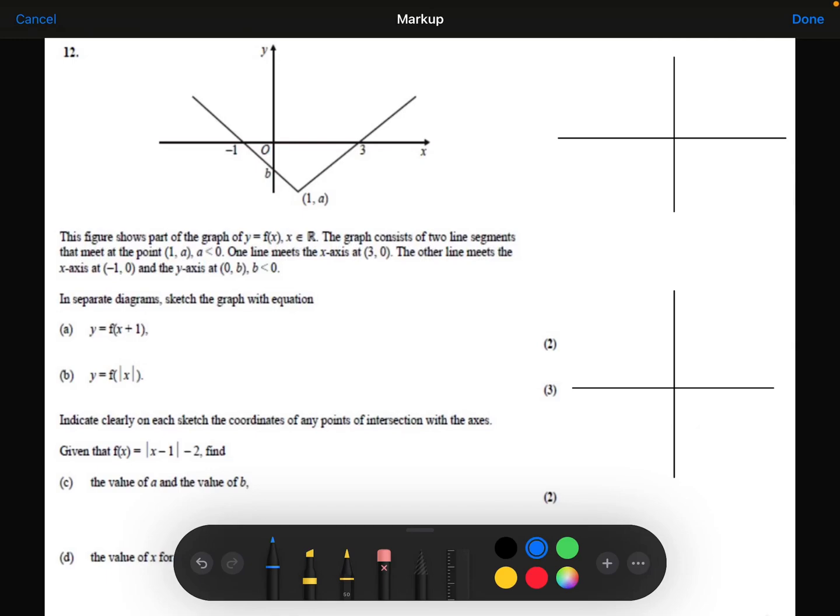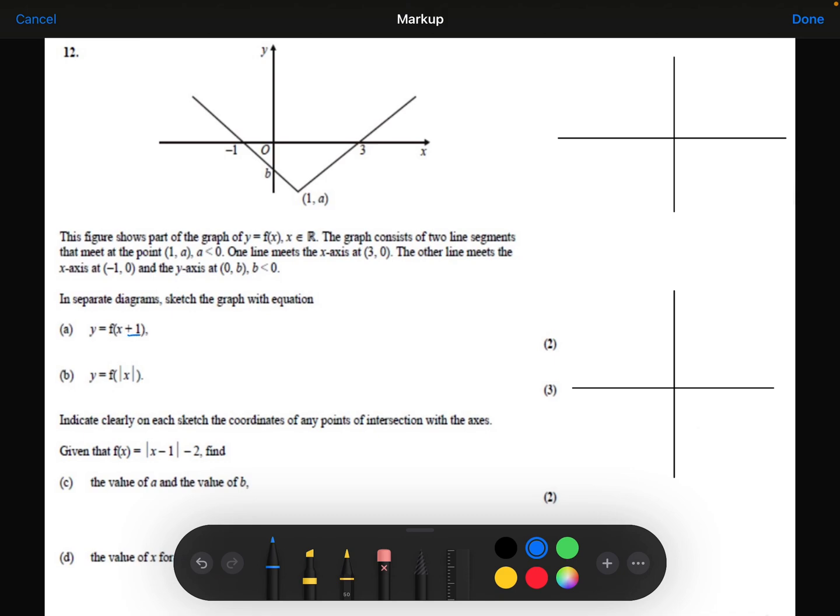The figure shows part of the graph of y equals f of x, where x is a real number. The graph consists of two line segments that meet at the point (1, a), where a is less than 0. One line meets the x-axis at (3, 0). The other line meets the x-axis at (-1, 0) and the y-axis at (0, b), where b is less than 0. In separate diagrams, sketch the graph with the equation y equals f of x plus 1.